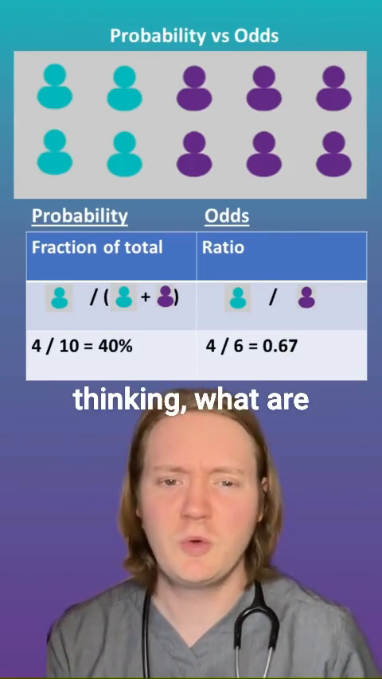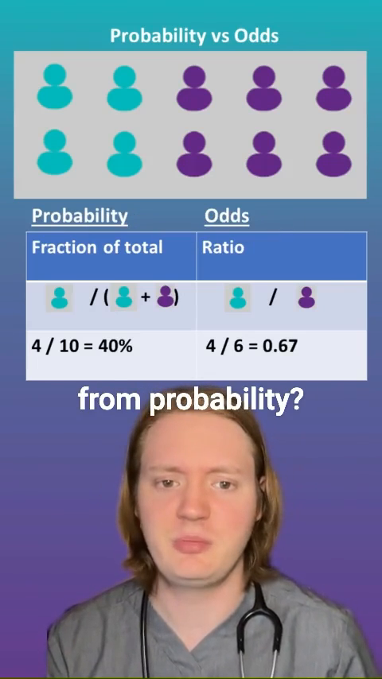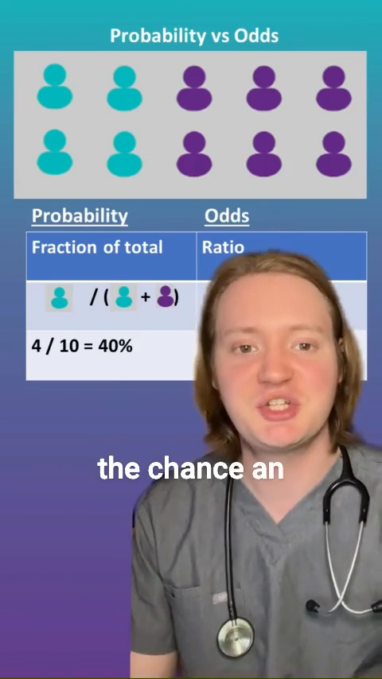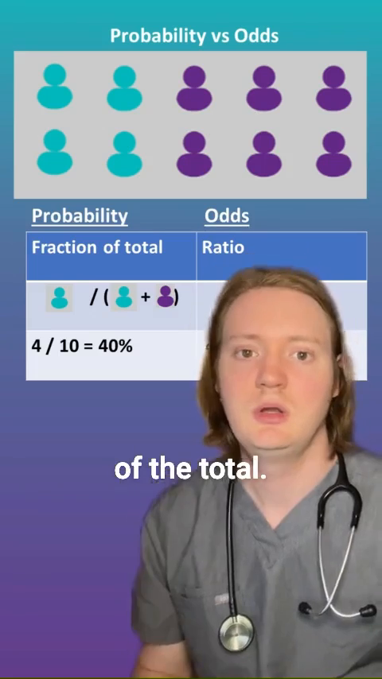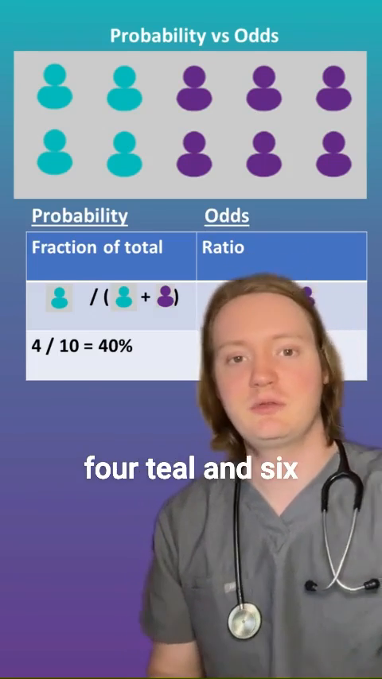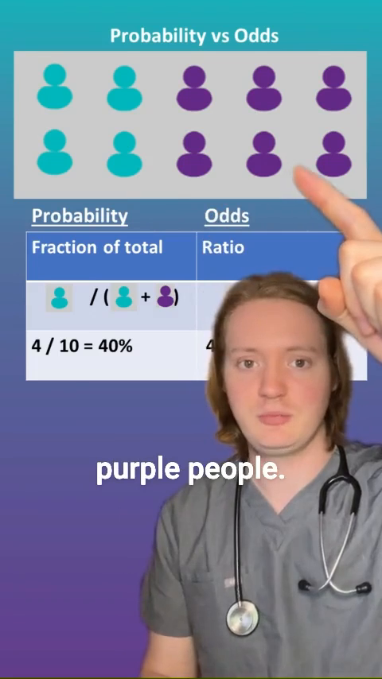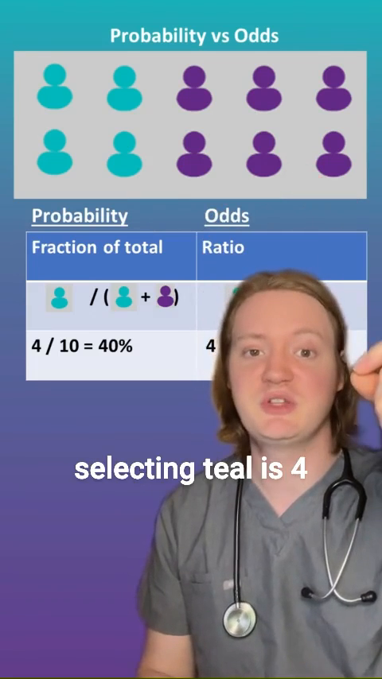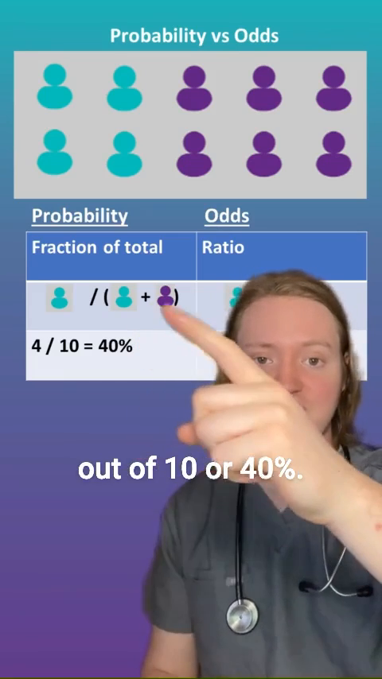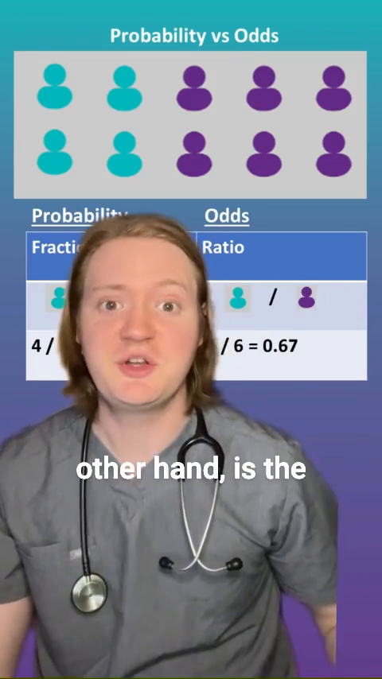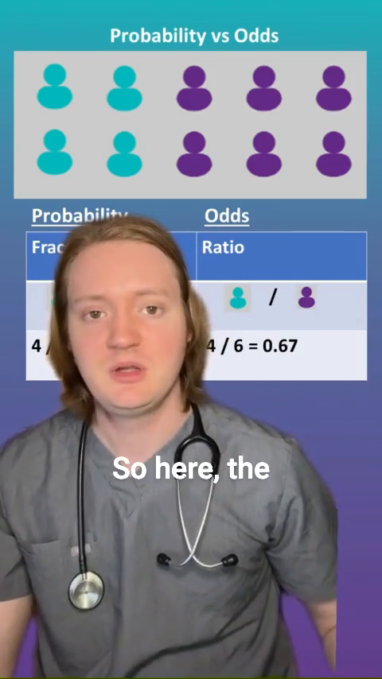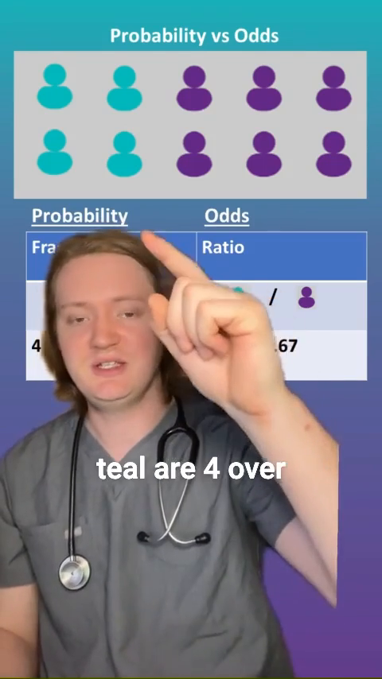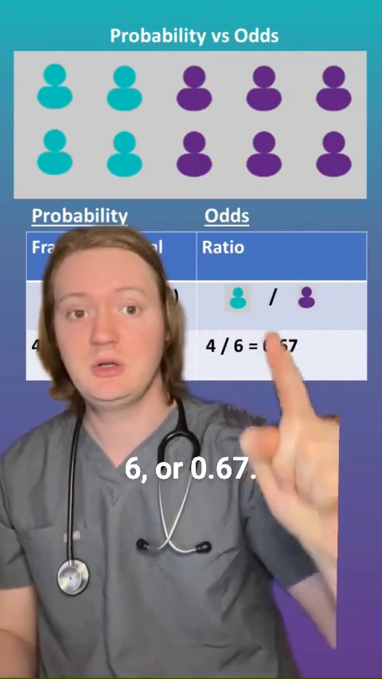You might be thinking, what are odds and how are they different from probability? Probability is the chance an event will happen, expressed as a fraction or percentage of the total. So, for instance, here there are 4 teal and 6 purple people. The probability of selecting teal is 4 out of 10, or 40%. Odds, on the other hand, is the ratio of an event happening versus not happening. So here, the odds of selecting teal are 4 over 6, or 0.67.